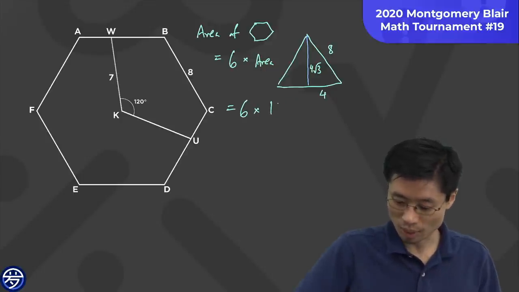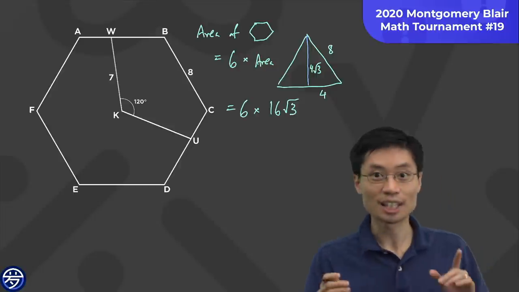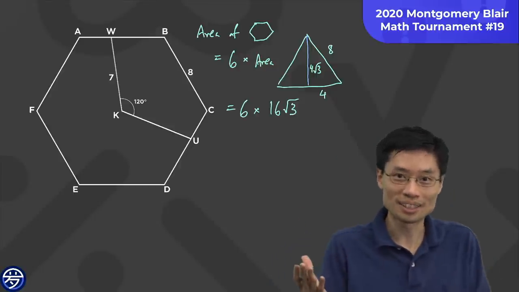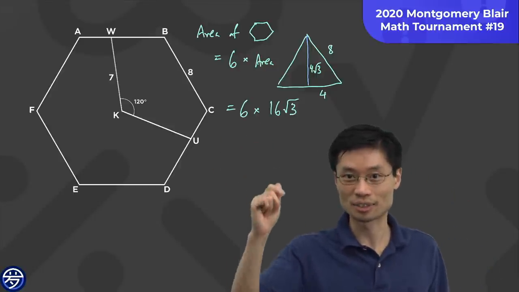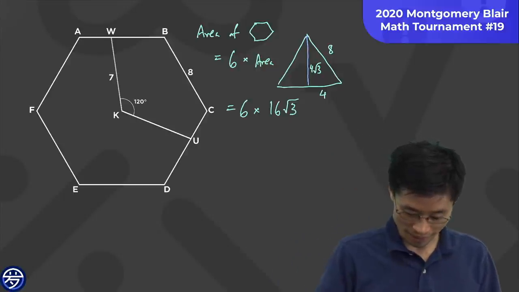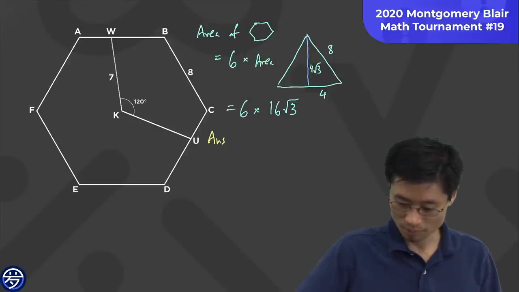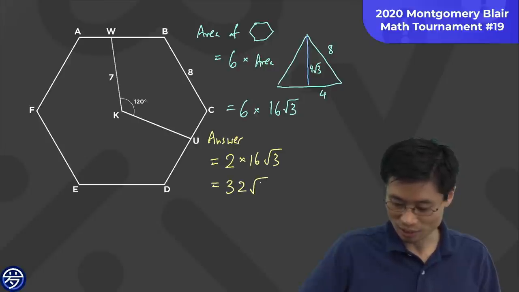But the reason I didn't multiply the 6 in yet is because I actually care about 1/3 of that. So if I want 1/3 of that, what's 1/3 of this? Take 1/3 of the 6 first. So now the answer is equal to 1/3 of that, which is 2 times 16 root 3. And so I'm going to guess that the answer is 32 root 3.